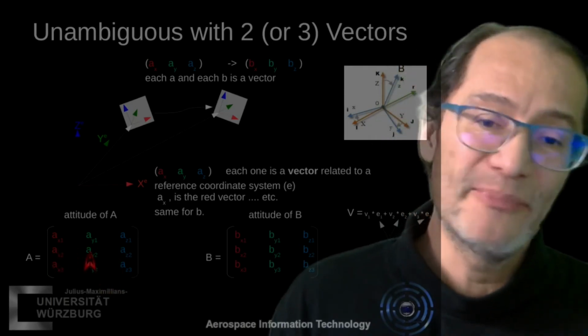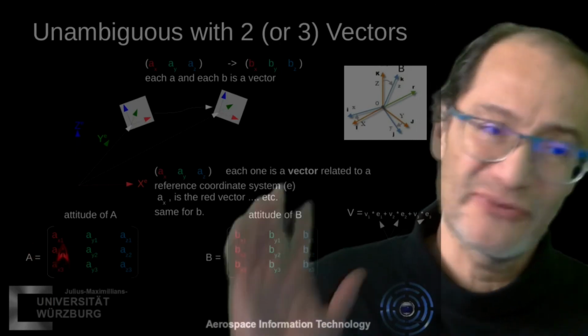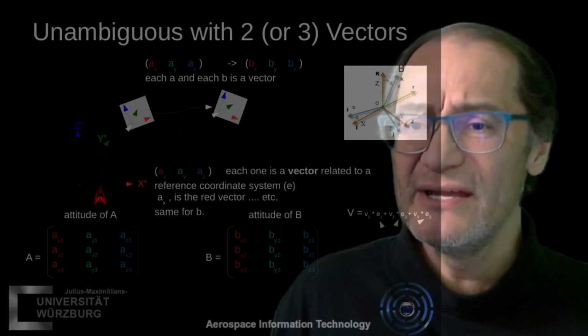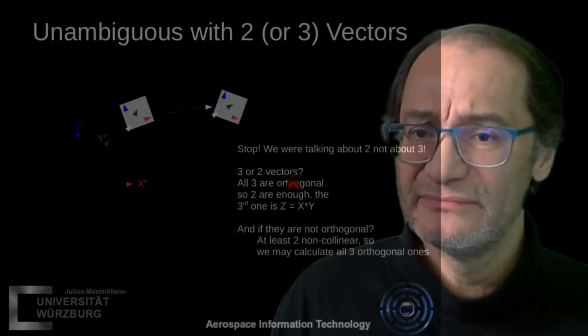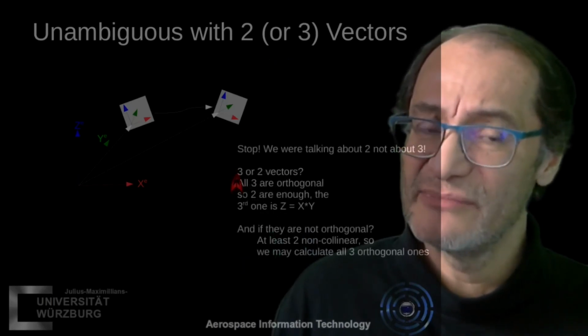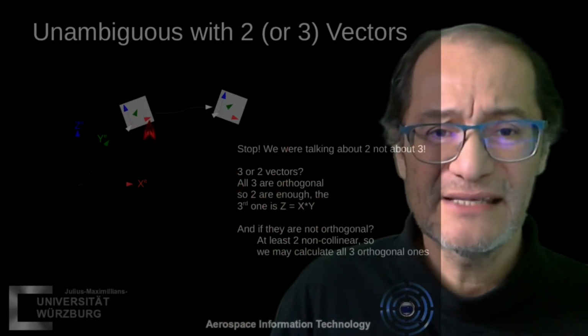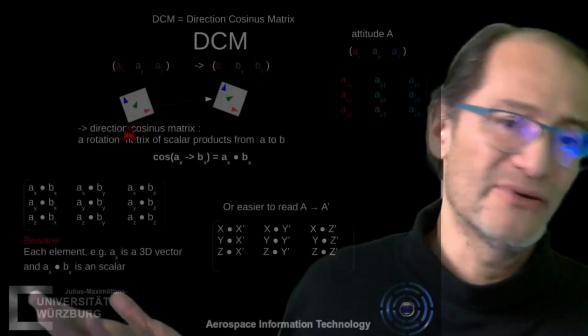Or I can have only y and z, and I can find x, or whatever you want, any permutation you want. So actually, it's not a problem. It's true. I need only 2 vectors, and the third vector can be computed, so it's not a problem. But if we are using coordinate systems like this, then we have all three vectors, so let's use them.